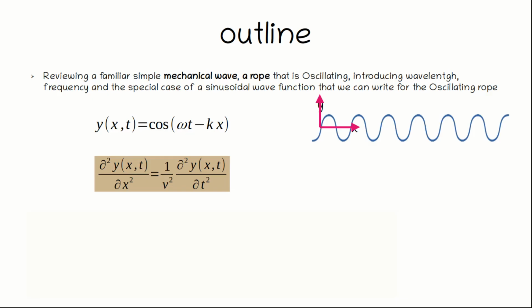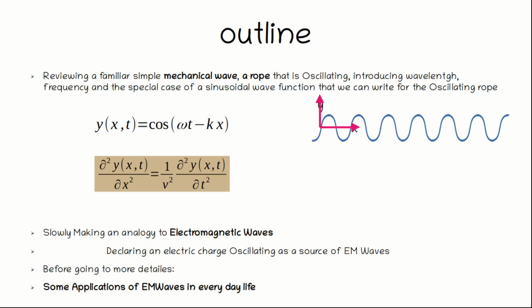As you can see, we have a second order differential equation with a second order derivative with respect to position on the left hand side and a second order derivative with respect to time on the right hand side. By starting with this simple oscillating mechanical wave, we slowly make an analogy to electromagnetic waves.